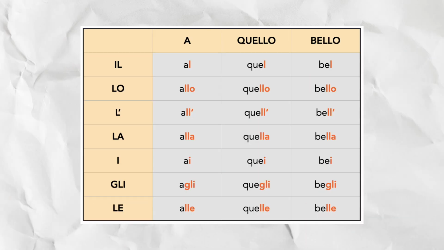And the same exact thing also happens with bello, beautiful. So we've got bel, bello, bell', bella, bei, begli, and belle. So as you can see, this is kind of a pattern, so it happens all the time in Italian. So once you learn prepositions, complex prepositions, you will also know how to use quello, or bello, beautiful. Quello always precedes the word it refers to, so you will have to change it every time.